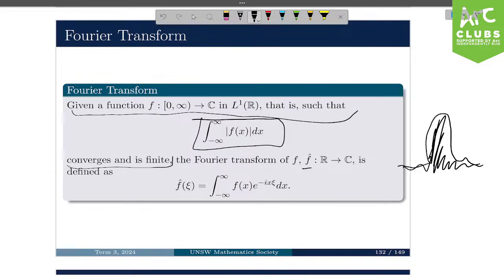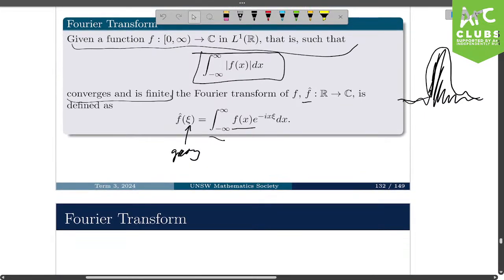Anyways, the Fourier transform of f, given by f hat, from the real numbers to the complex numbers, is defined as f hat of, what should I call this letter? Okay, I'll call this letter Gary, okay? Fantastic. So f hat of Gary is going to be the integral from minus infinity to infinity of f of x times e to the minus i x Gary dx, okay?